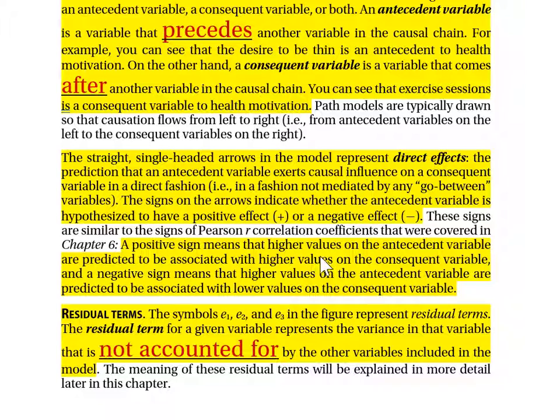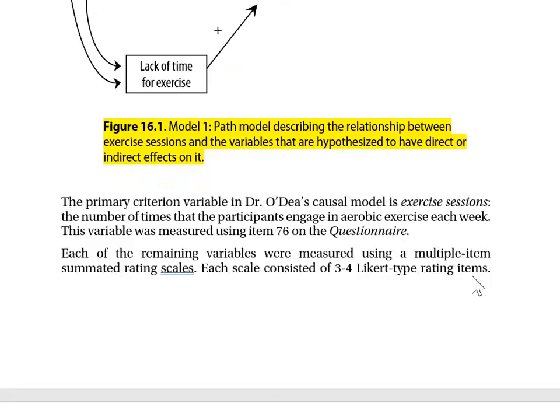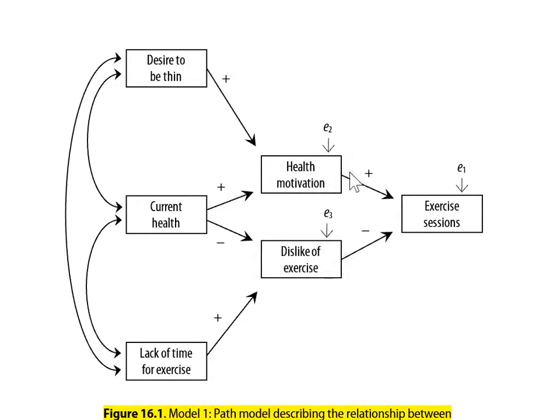Positive sign means that high values on the antecedent variable are predicted to be associated with higher values on the consequent variable. Negative sign means higher values on the antecedent are predicted to be associated with lower values on the consequent. What is he talking about?